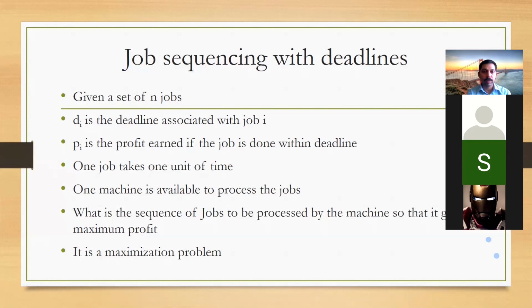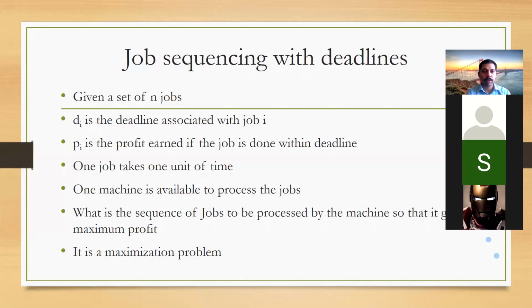And along with that, third point, Pi is the profit earned if the job is done within the deadline. So every job is associated with a profit. If that job is done, then the profit associated with that job is earned. So to brief, there will be n different jobs. For each job, there will be a deadline, and for each job, there will be a profit.